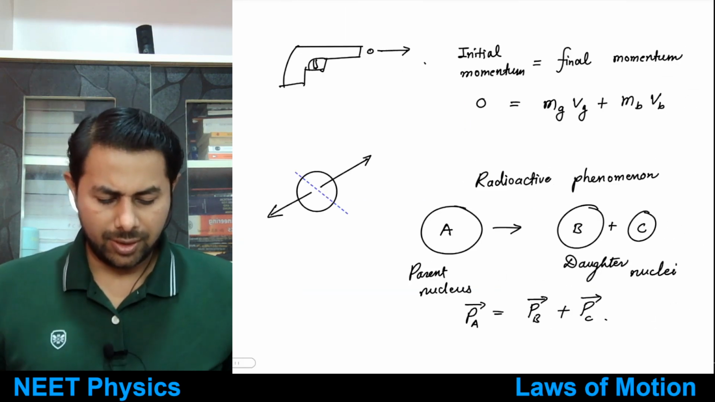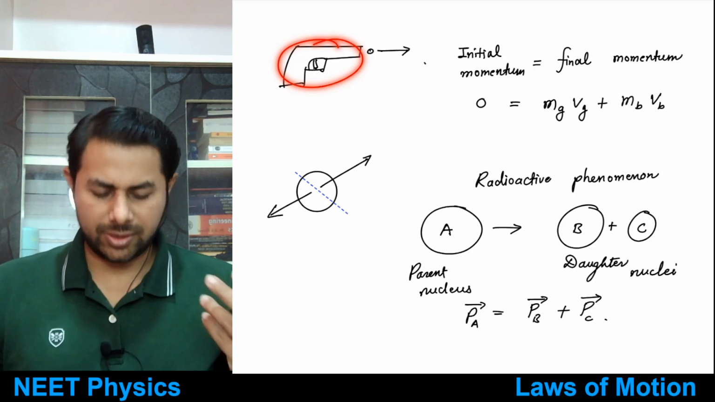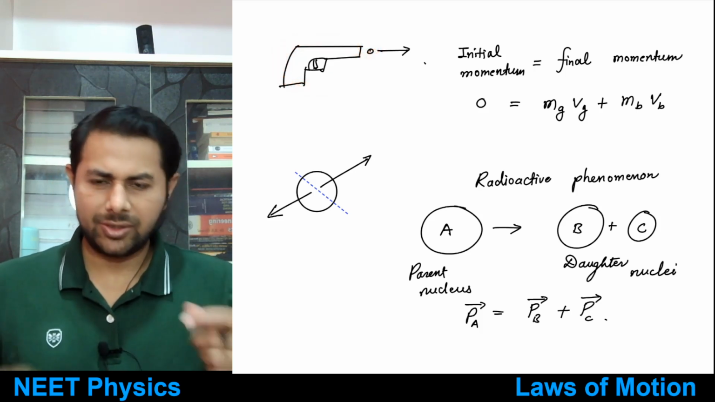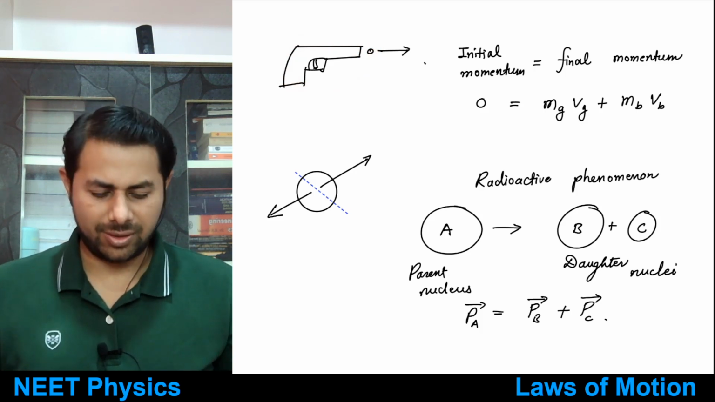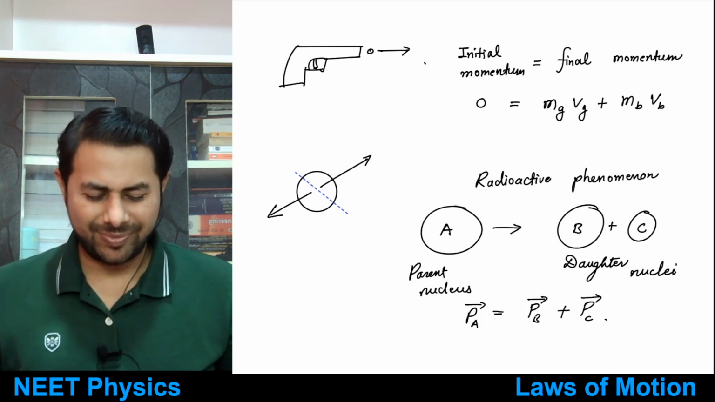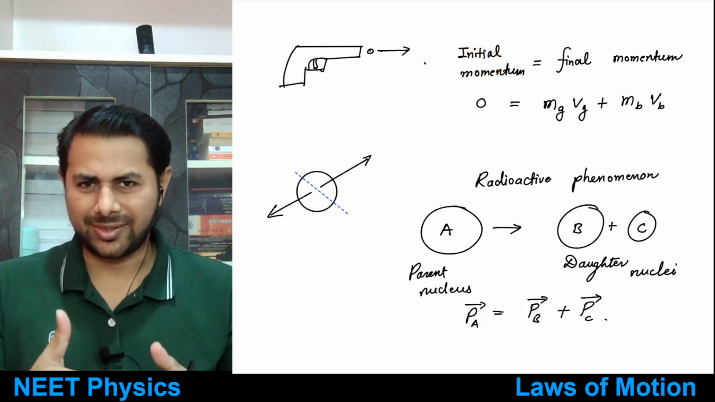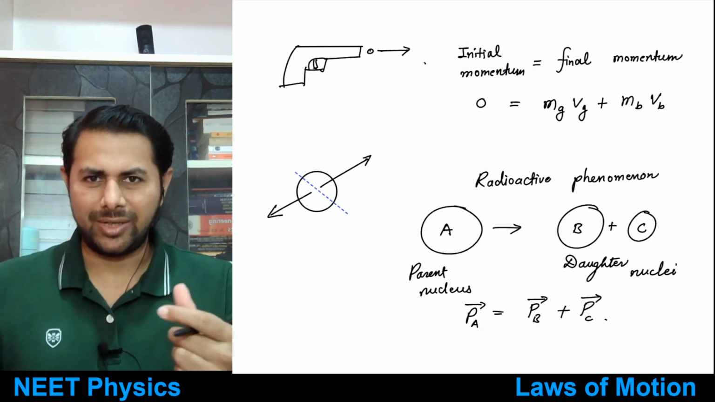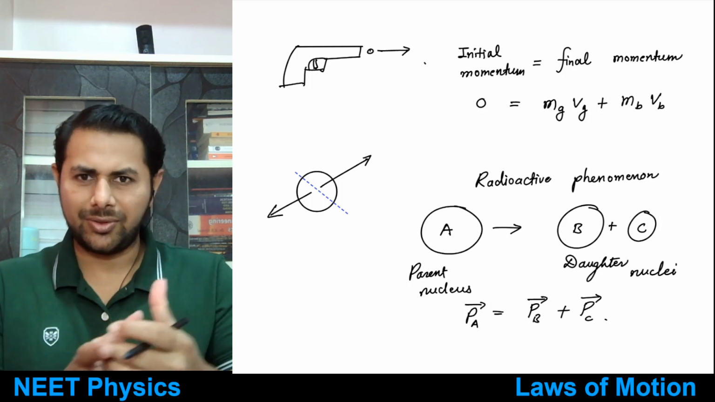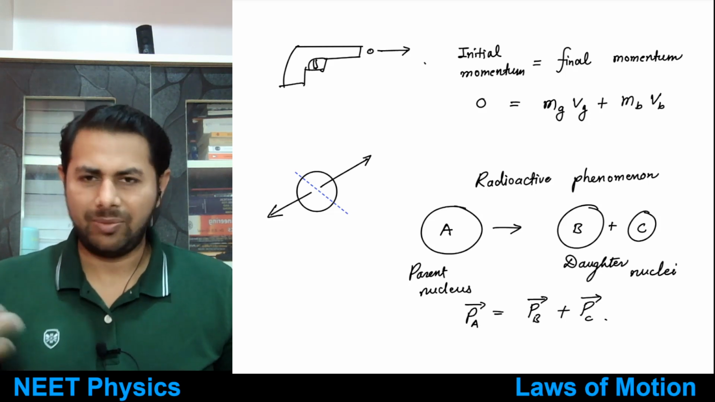Okay, so for an example, suppose you have this gun or pistol, and you fire a bullet from the gun. Then what is the initial momentum? Total initial momentum is 0. The gun is at rest, the bullet is also at rest. Then when you fire a bullet, what happens? The gun gets a recoil. The gun recoils backwards. So what will be its recoil velocity? You can find it out.